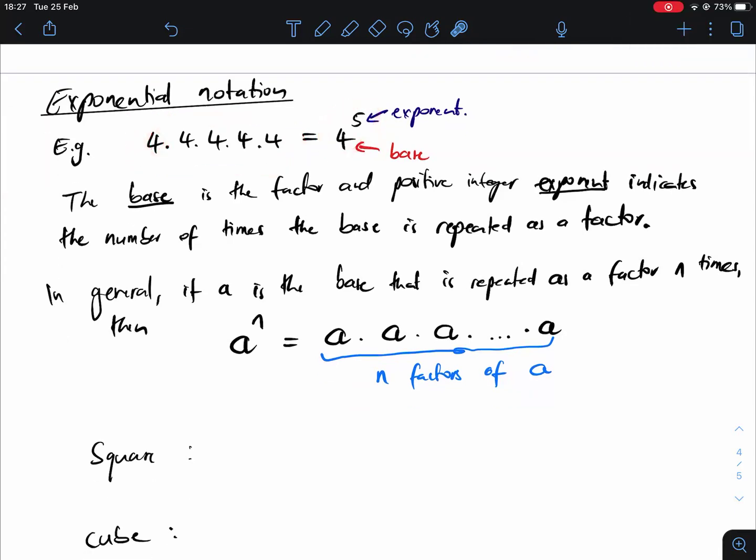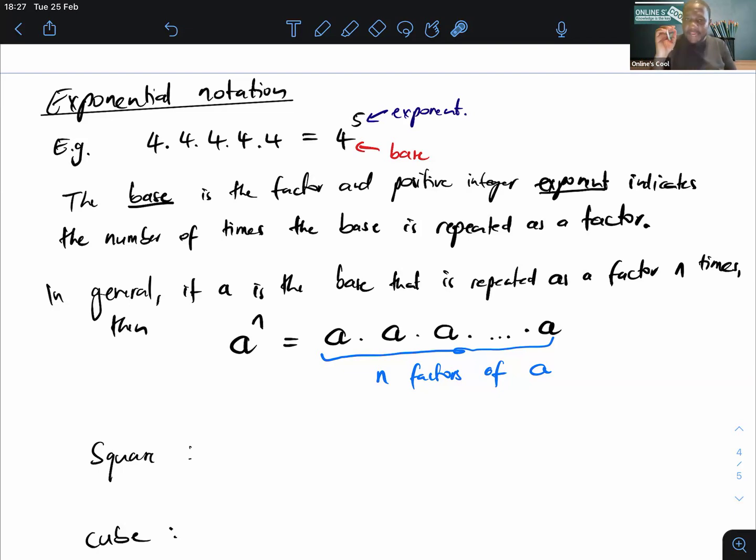So it says to me, I must multiply this 4, 5 times. This exponent indicates the number of times the base is repeated as a factor. What is a factor? Something that you multiply. So the base 4 is a factor, and 5 tells us how many times this factor must be multiplied. In this case, it's 5 times.